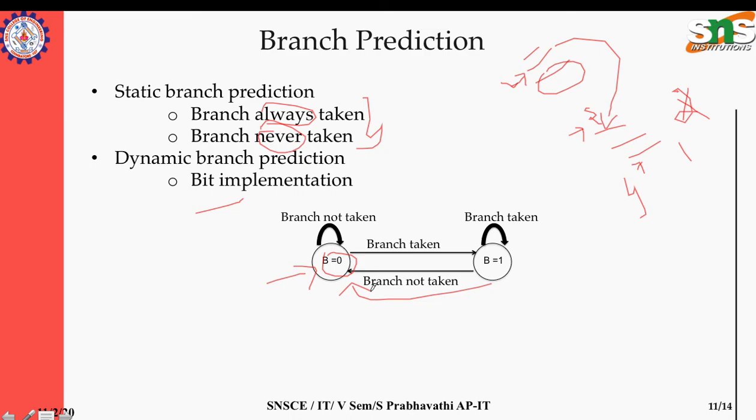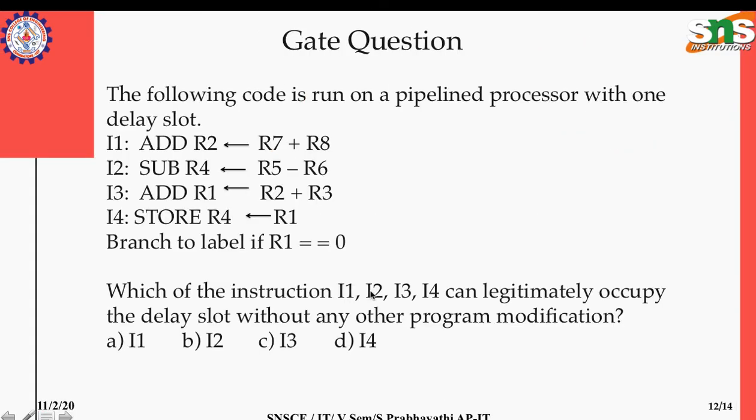So this is the concept behind dynamic branch prediction, and I just gave an overview of that. The hardware implementation is not yet shown, just the concept behind branch prediction is given here. And with that, our instruction hazard topic is over.